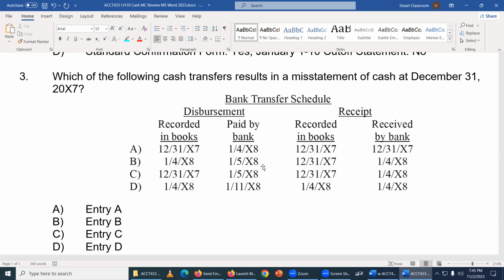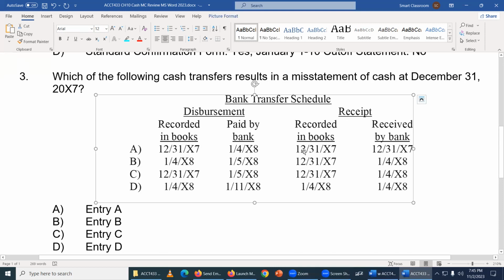Entry A. Okay, let's see. It was recorded at the same time or before, and it was recorded on the books the same. So A is okay.